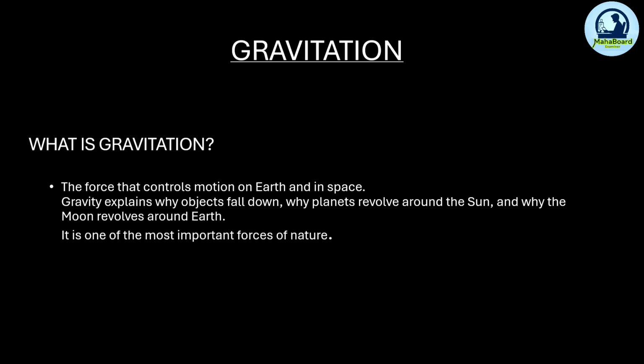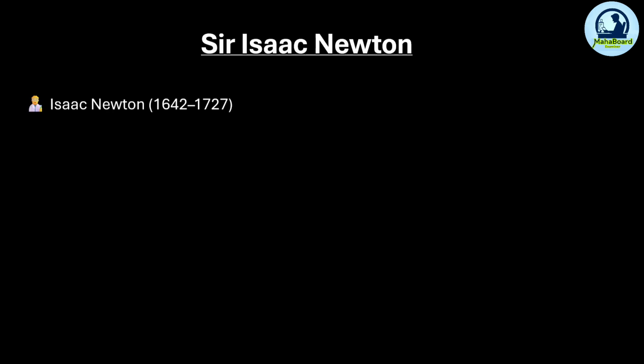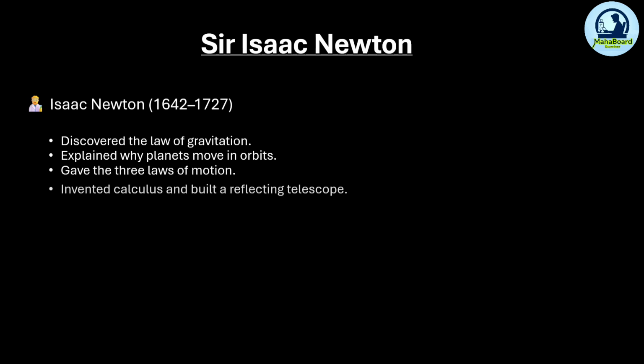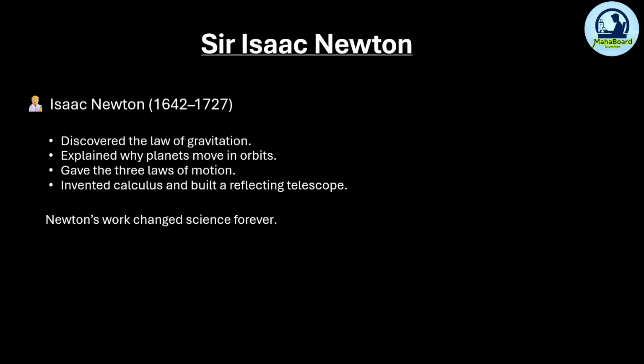So let us see about Sir Isaac Newton. Sir Isaac Newton, who lived from 1642 to 1727, discovered the law of gravitation. He explained why the planets move in orbit, gave three laws of motion, which we will study later, and he invented calculus and built a reflecting telescope. This changed science forever until now.